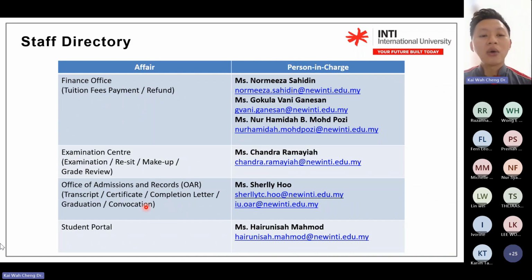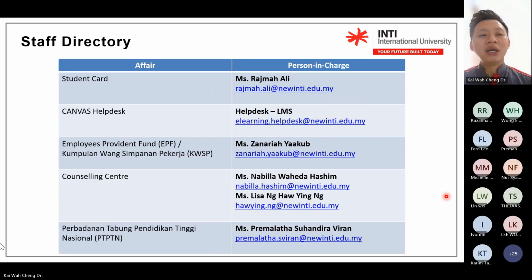And if you want to know about any matters on transcript, your completion certificates, and completion letter, graduation details, and then convocation schedule, please refer to OAR. OAR stands for Office of Admissions and Records, and the officer is Miss Shirley. And if you are facing any technical error on your student portal, this is the correct person, Miss Hairunisa. So please screenshot. Thank you. And then the person in charge for student cards is Miss Rashma Ali. So I give you one example.